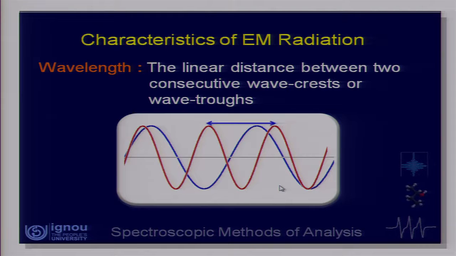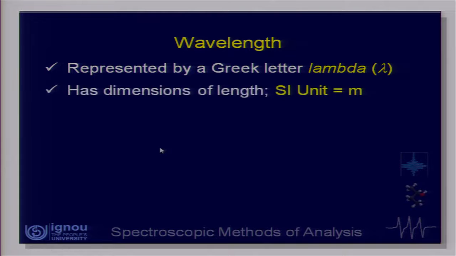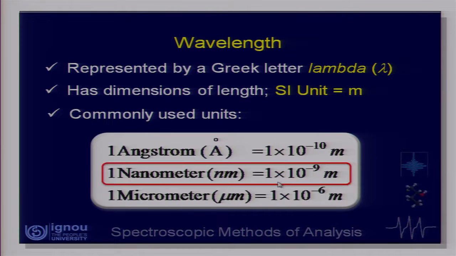If I have a different wave, then this will be the wavelength. So there are different ways of looking at it, and typically wavelength is represented by the Greek letter lambda. I am sure you are familiar with the symbol lambda. Further, wavelength has dimensions of length, and the SI unit is the meter. Though the SI unit is the meter, we commonly use terms like angstrom, nanometer or micrometer. More often than not, the nanometer is the most commonly used unit for wavelength, which is 1 into 10 to the power minus 9 meter.